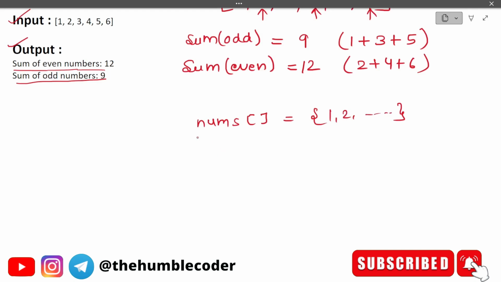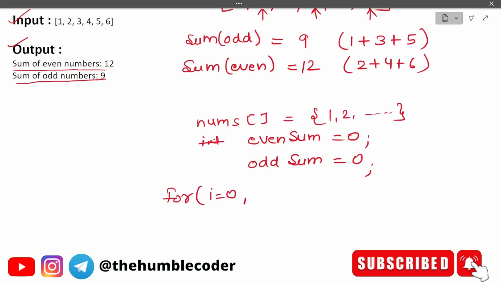Next step, we will take two variables, even sum and odd sum. We will initialize them with 0, and based on the values that we encounter, we will add the values, even numbers and odd numbers. Now we need to iterate over the array. For that we will use a for loop, starting from 0 up to the length of the array, incrementing one by one.